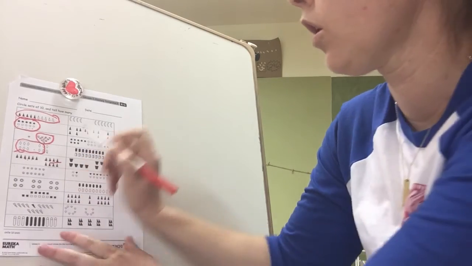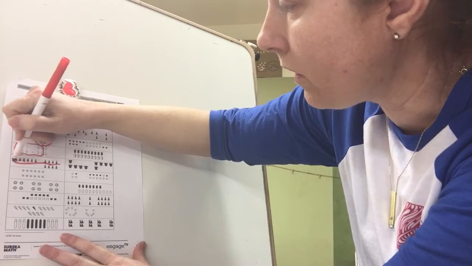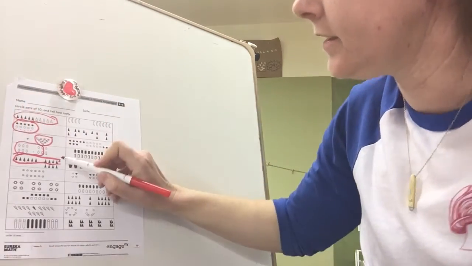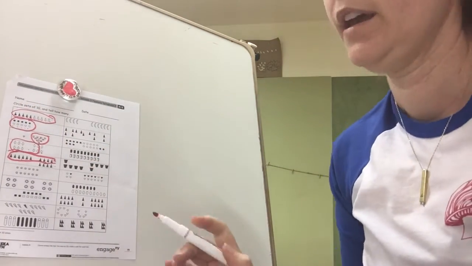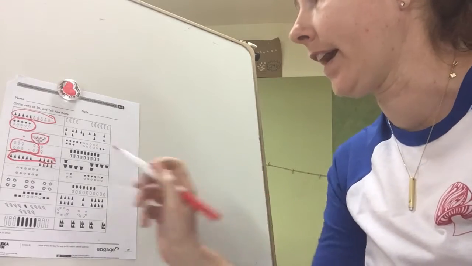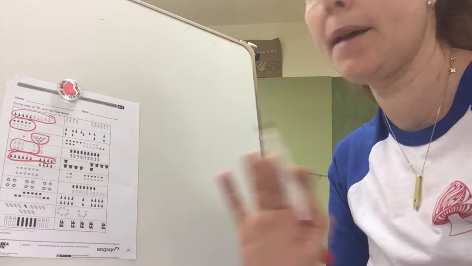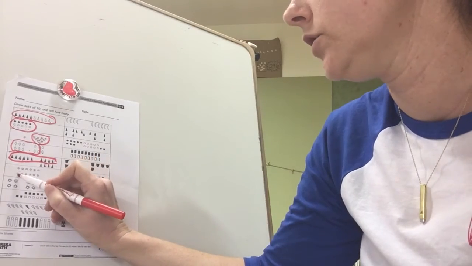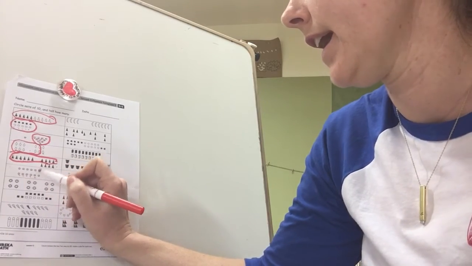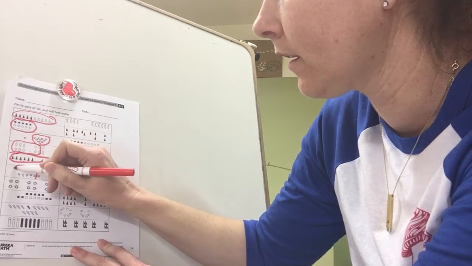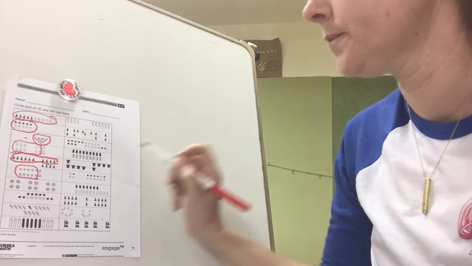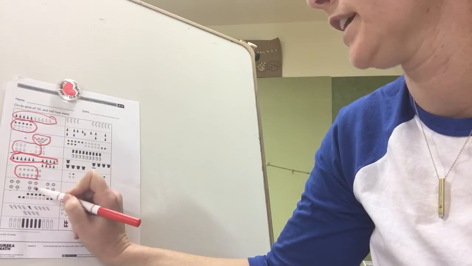1, 2, 3, 4, 5, 6, 7, 8, 9, 10. So I'm going to do the whole top row. 10, 4. Remember, there's 2 different ways we can say that. 10, 4 or 10 ones and 4 ones. It means the same thing. 2, 4, 6, 8, 10. Okay. 10, 2. 2, 4, 6, 8, 10.